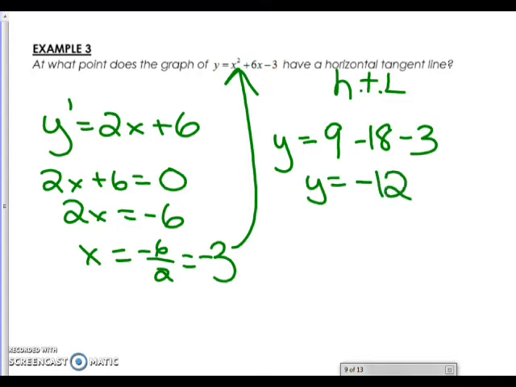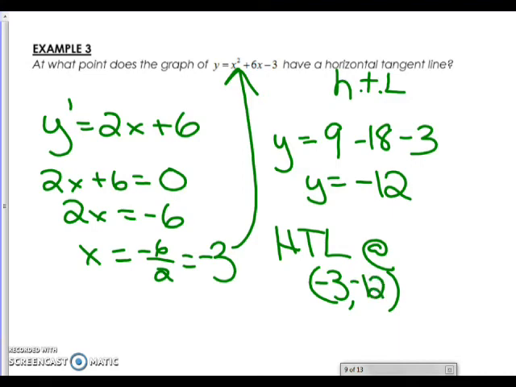So basically, if I leave it like this, did you answer the full question? At what point? So here's what I want to see. I want to see the horizontal tangent line at, I want to write it as a point because they asked me for a point. So I'm going to make sure I answer the full question, and I'm going to write it as a point.